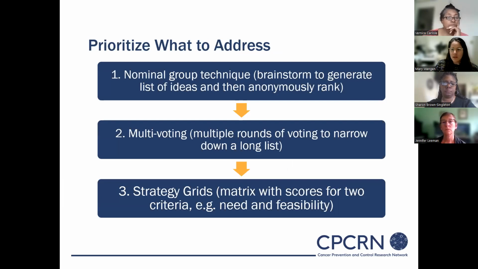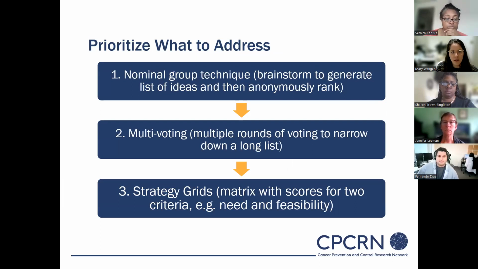Here are a few different tools you can use to prioritize your factors. One is called a nominal group technique, which is where you brainstorm to generate a list of ideas, or maybe you have the list of ideas you generated from your data search, and anonymously rank them in your group. Another is called multi-voting, which is multiple rounds of voting to narrow down your long list of factors. And the third one is one I really like that we'll talk about in the next slide.